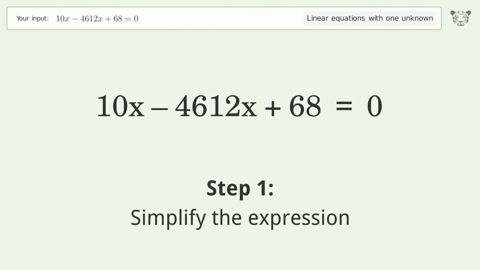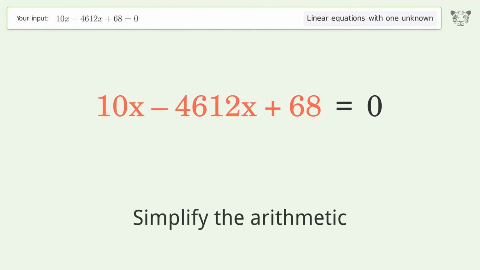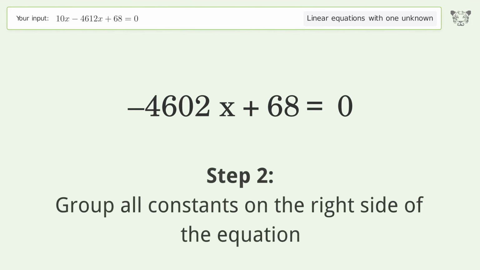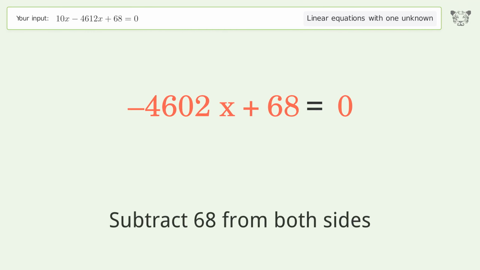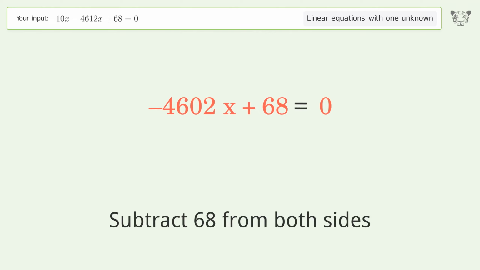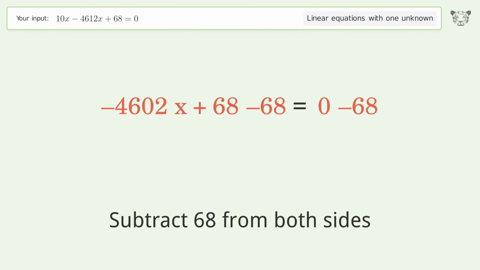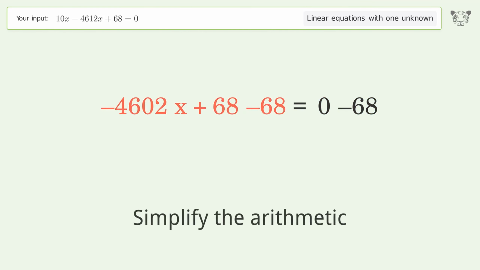Simplify the expression. Simplify the arithmetic. Group all constants on the right side of the equation. Subtract 68 from both sides. Simplify the arithmetic.